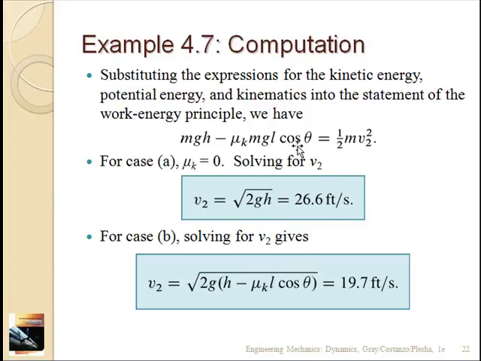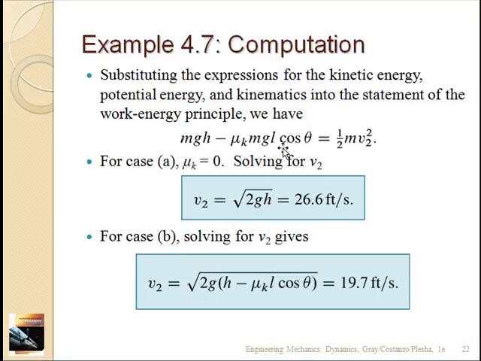So for part A, we ignore the friction term here, and we just get the change in potential energy, mgh, is equal to the change in kinetic energy, 1/2 m v2 squared. And we can solve for v2, and we get 26.6 feet per second. So that's the velocity of the crate when it gets to the bottom.